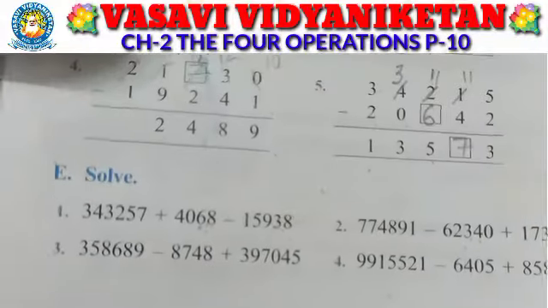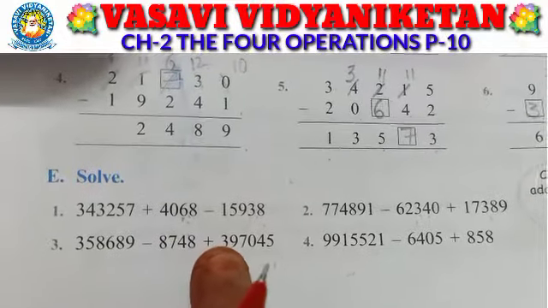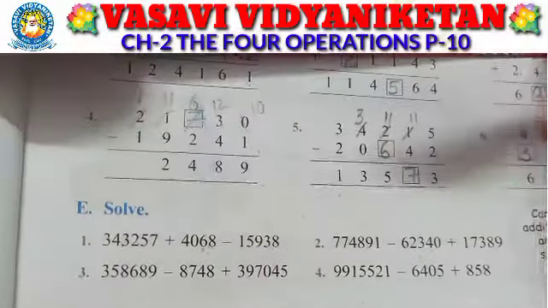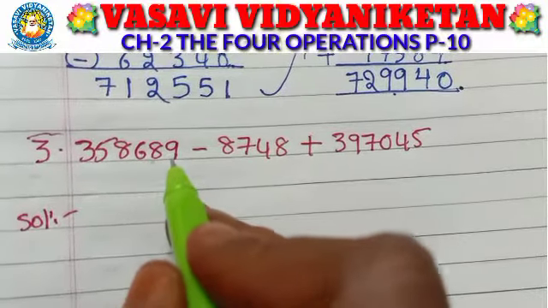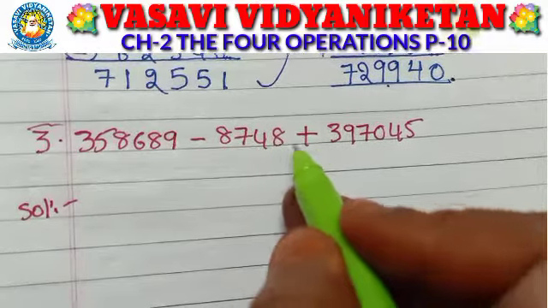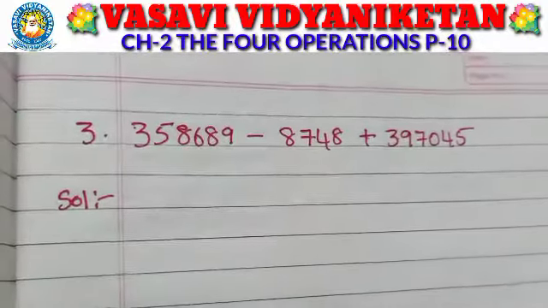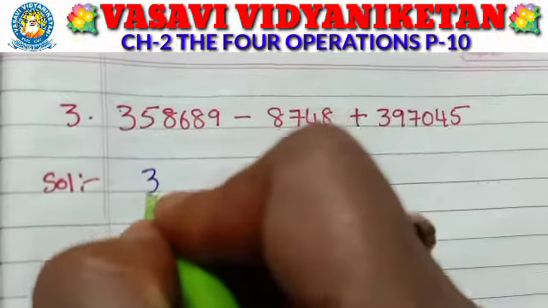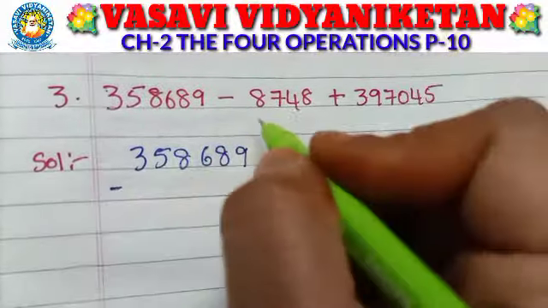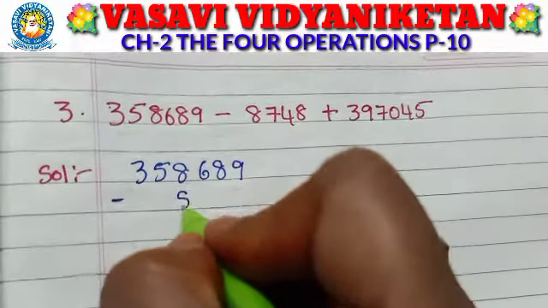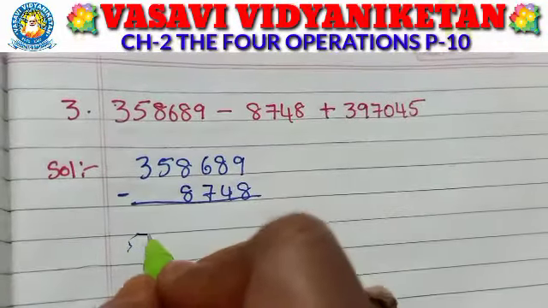Third problem. So third problem what? 358689 minus 8,748 plus 397045. Okay? Now I show you in my notes. See the problem. 358,689 minus 8,748 plus 397,045. So, now what we have to do? We have to subtract these two numbers. 358689 minus 8,748. Yes or no? See, now we have to subtract.